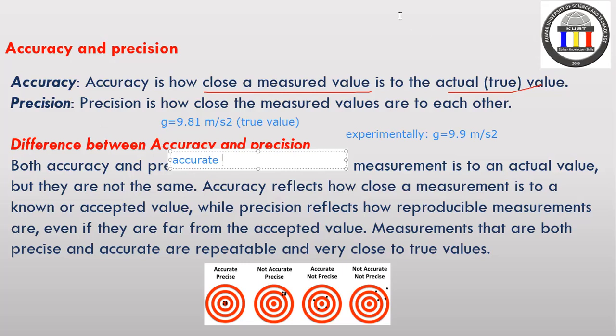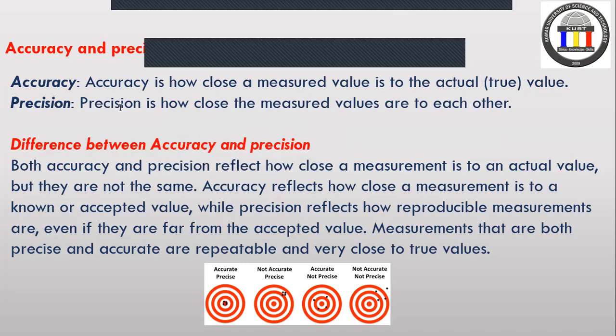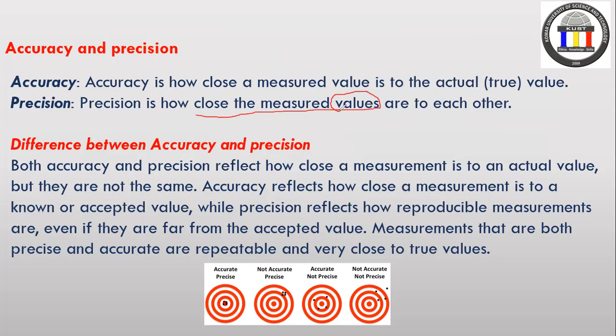However, what is the precision? It is how close the measured values are to each other. Measured values, now, not value. So let me do it again: how close the measured values are, so more than one value, to each other.